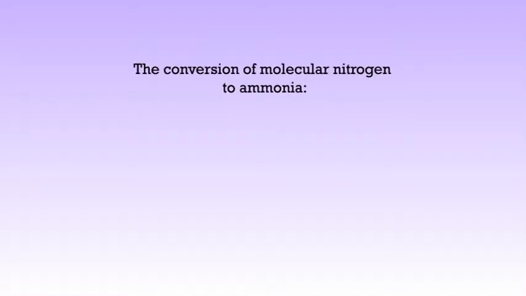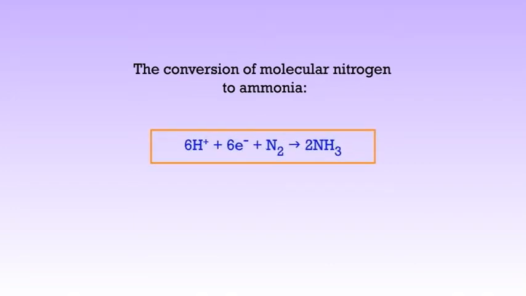But not all biological oxidation-reduction reactions involve carbon. For example, in the conversion of molecular nitrogen to ammonia, 6 hydrogen ions plus 6 electrons and 1 molecule of nitrogen will give 2 molecules of ammonia. The nitrogen atoms are thus reduced.